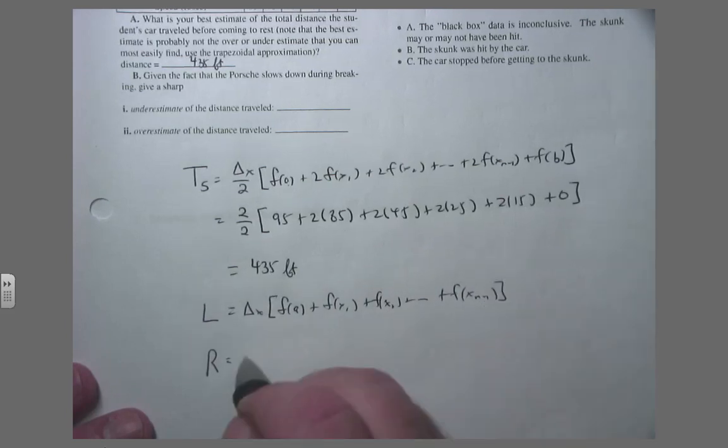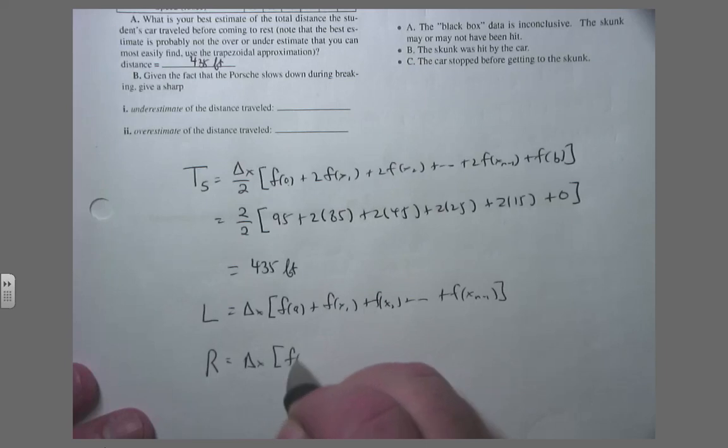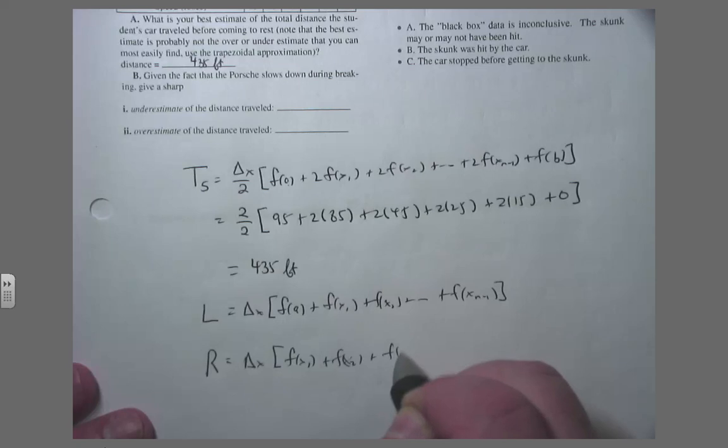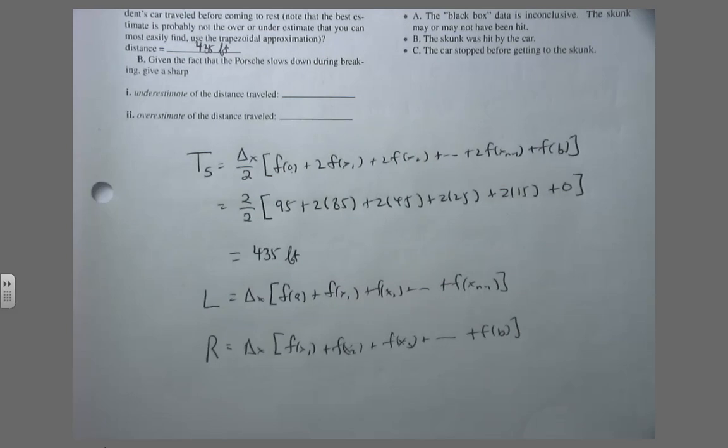And the right Riemann sum is delta x times f of x1, the point on the right, plus f of x2 plus f of x3 plus ... plus f of b. B will be on the right. Just to remind you of the formulas.